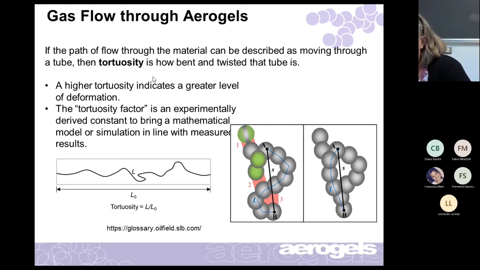So here's a picture. This is from a geological site. I like the picture. If you have two points that are a distance L0 apart, but you actually have to travel like this through it, and you can imagine in an aerogel structure, you have to travel a kind of tortuous path. They characterize the tortuosity as L over L0, the difference between those two. And you see it in this structure.